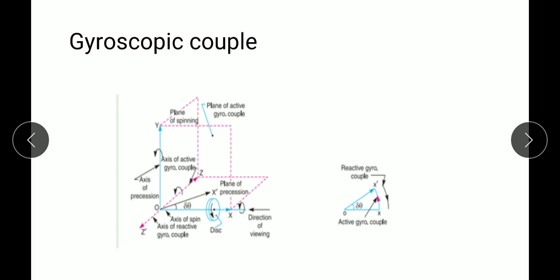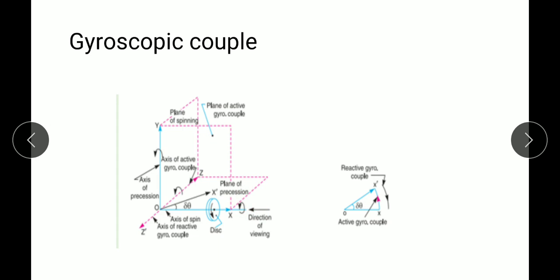See here, YOZ is the plane in which the disk is rotating, parallel to YOZ. So here we have Z dash, Z, X dash, X. X is the axis of spin, Z is the axis of reaction gyroscopic couple, and OY is the axis of precession. Okay. Next, OZ dash is the axis of active gyroscopic couple. YX is the plane of active gyroscopic couple, YZ is the plane of spinning, and ZX is the plane of precession.